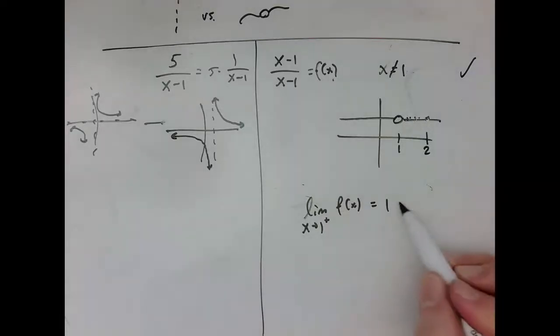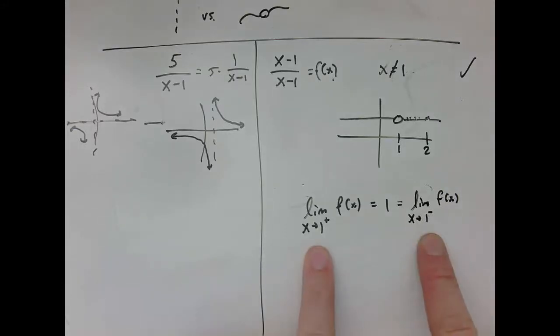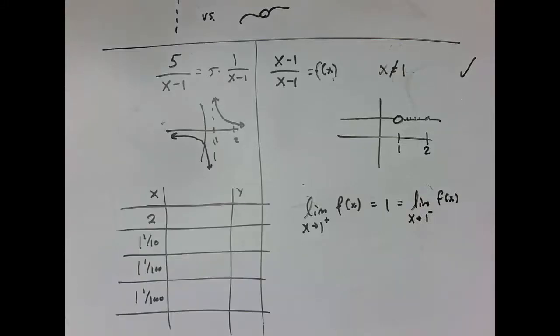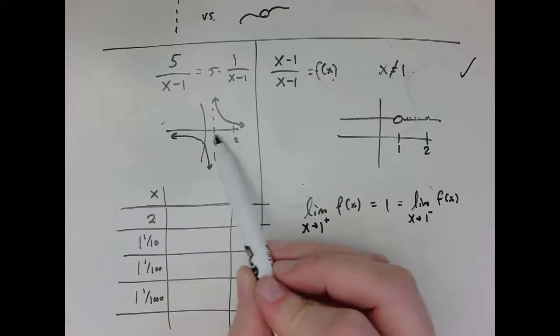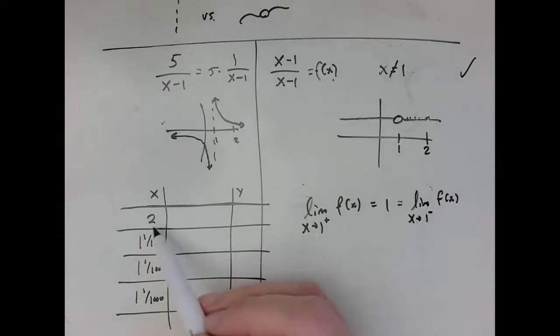For this particular example, the right-hand limit here is the same as the left-hand limit. So the limit as x approaches 1 from the negative side of f of x is the same. Both the left and the right-hand limits are the same. So what's happening on this side for the y values as x gets closer and closer to the point of discontinuity? So let's plug it in.